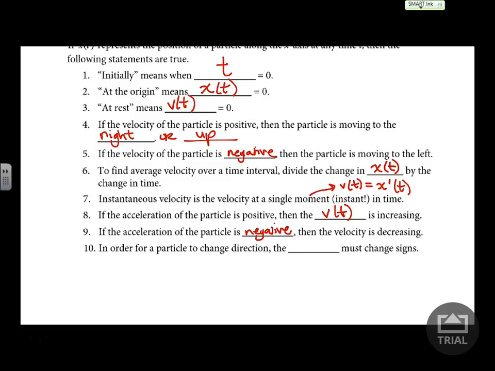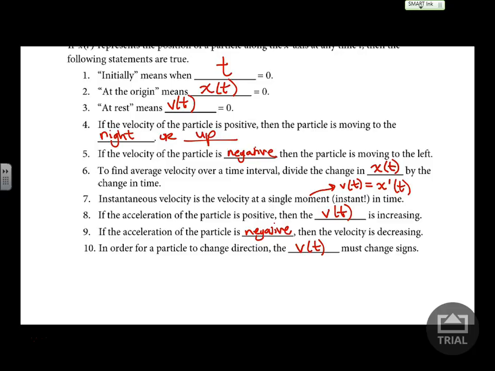Number 10. Based on, more specifically, numbers 4 and 5, if you want to take a quick second, look at number 4 and 5. How would you answer number 10 for what needs to be true for the particle to change direction? Slopes? Generally, yes, but I'd like it a little more specific. Which slopes? Velocity values. The velocity. The slopes of position, which would be the velocity, will change signs.